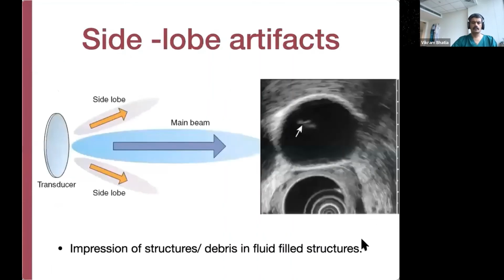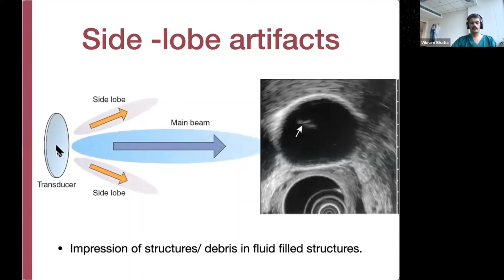Then we come to side lobe artifacts. Now, to understand side lobe artifacts, it is very important that we understand how the ultrasound beam propagates. There is a main beam which goes straight, but there are also multiple misdirected aberrant lines of ultrasound energy which are transmitted alongside the main beam. These are basically secondary projections of axis. So the main beam obviously gets reflected and is interpreted by the transducer, but the side lobes also get reflected and are interpreted by the transducer.